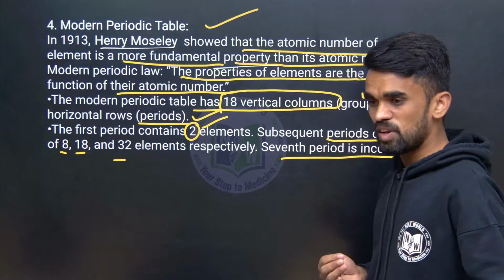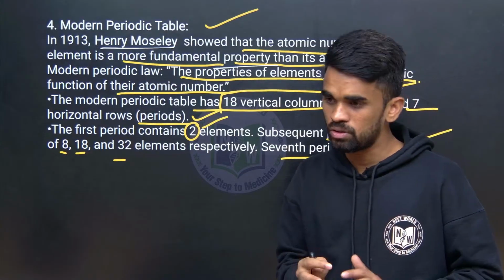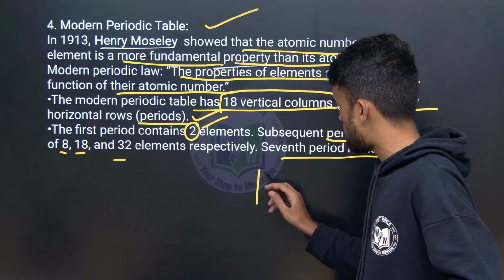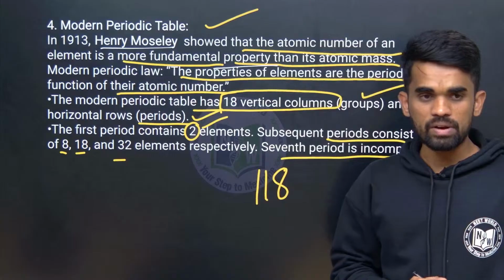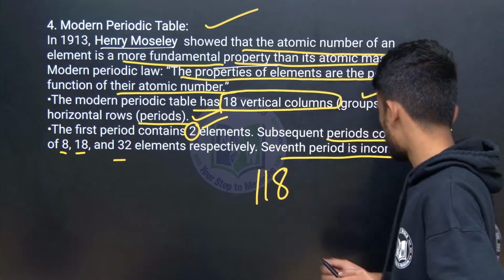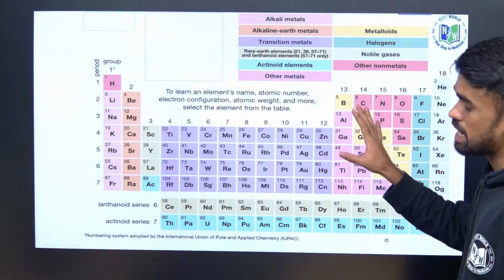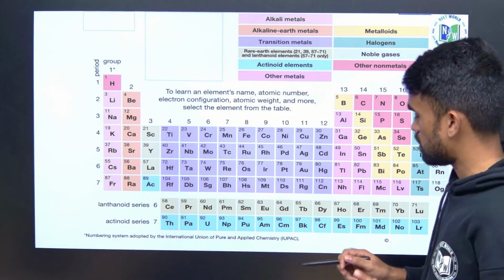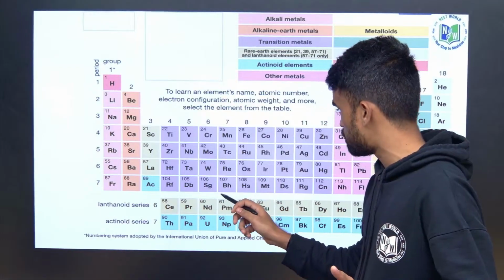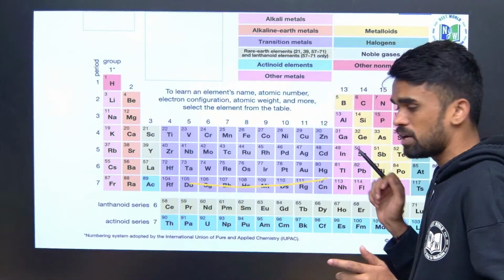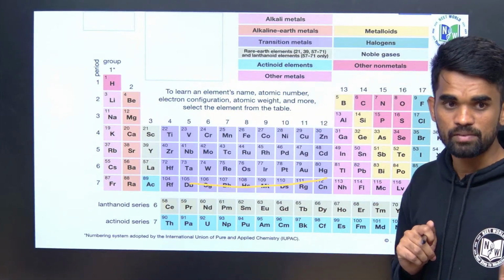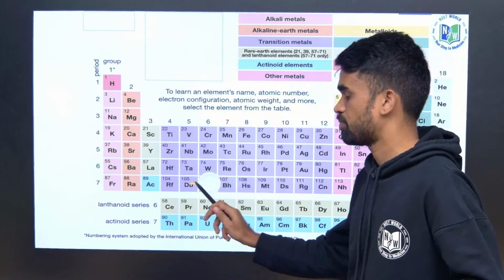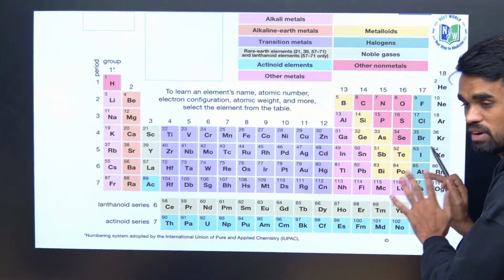In NCERT it is mentioned as incomplete, but as of now in the current periodic table all the elements are known. So how many elements do we have in total? 118 elements are known. This is the periodic table we have. If you see the NCERT book, some elements' names will not be mentioned, they just give the IUPAC nomenclature, right? But all the elements are known as of now, 118 elements in the periodic table.